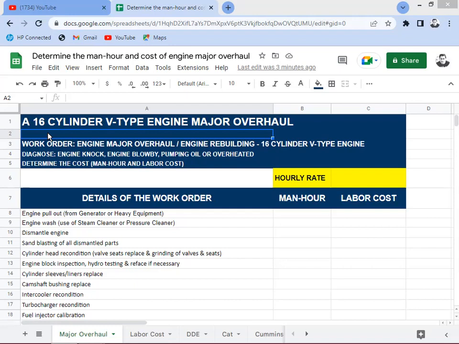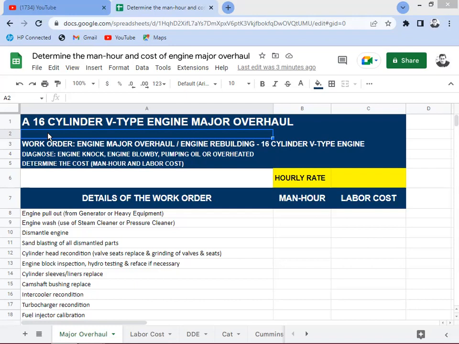Today I'm gonna explain how we're gonna determine the man hours required and the labor cost required to do a 16 cylinder V type engine major overhaul. This is coming from the work order that the motor pool or a workshop has, and they need to determine the man hours required to do this overhauling.